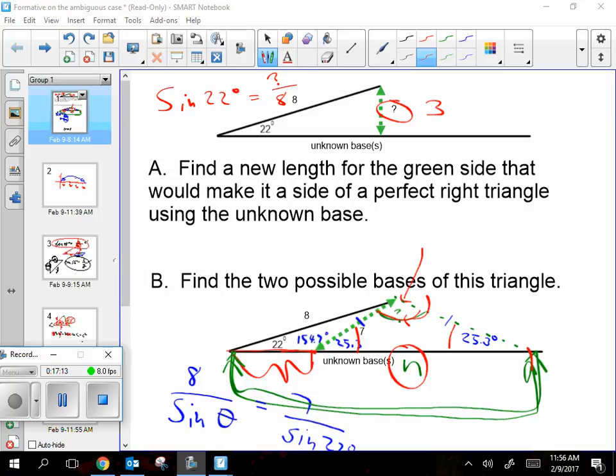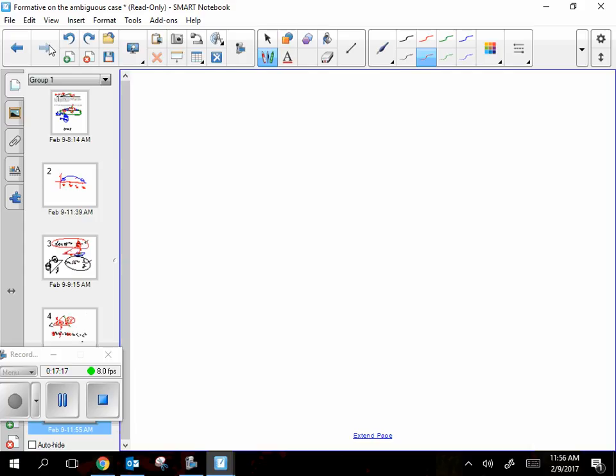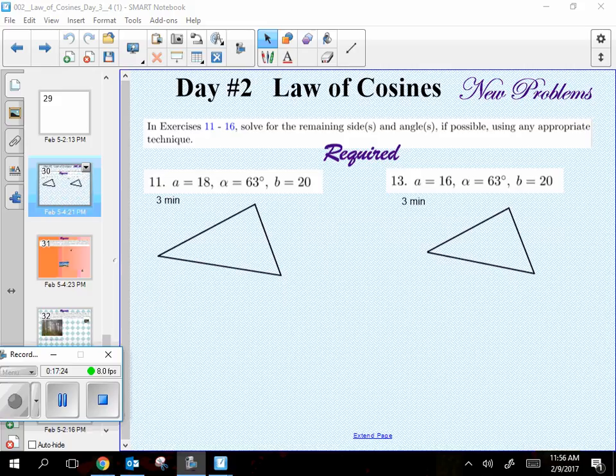Okay, moving on. Let's look at the homework together here. It is day 2 of, I'm going to pause while I find it. There we go. It's day 2 of law of cosines. And I am allowing people to skip number 13 on this front page. If you find number 11 to be annoying and you'd rather do 13, I can live with that. I just want you to do one of those.